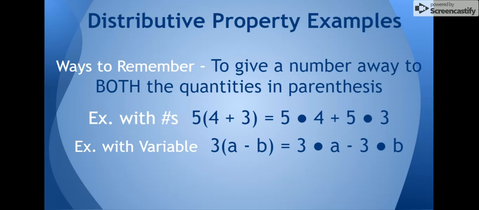So we have 5 parentheses 3 plus 4. So it's 5 times 4, then plus 5 times 3. So remember that area model we kind of talked about? The 5 was the same in both, so you have to multiply it by both parts. Then here's an example with variables, 3 parentheses a minus b. Notice that minus, that's going to go in between. So it's 3 times a minus 3 times b. So remember, I always draw those little lines, like a line from 5 to 4 and then a line from 5 to 3, because you've got to remember to do it times both parts.